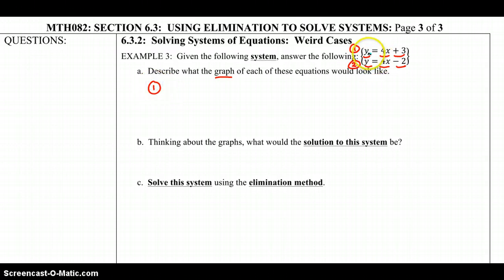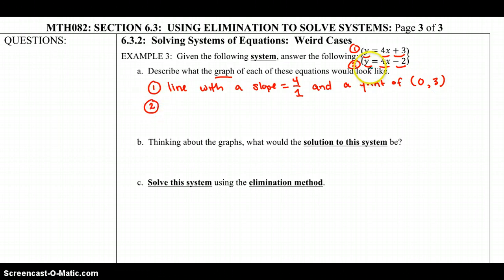So our first equation is solved for y, so it's in the y equals mx plus b format. So our slope would be 4. And so the first one graph would be a line with a slope equal to 4, or we typically write the slope as a ratio of change in output to change in input. So we could write that as 4 over 1. So with a slope of 4 and a y-intercept, so again, if we plug in x equals 0, we're going to get y equals 3.